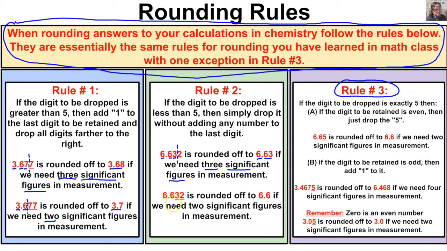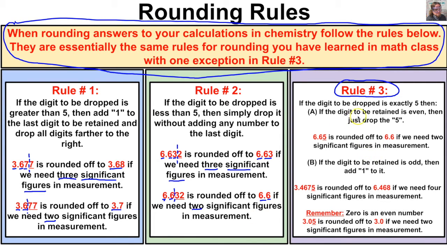If we take a look at this example right here, 6.632 rounded off to 2 significant figures will end up being 6.6. Let's take a look. Here's our first sig fig, here's our second sig fig. This 3 is not going to round this 6 up, so we just leave it at 6.6. But let's take a look at rule number 3.